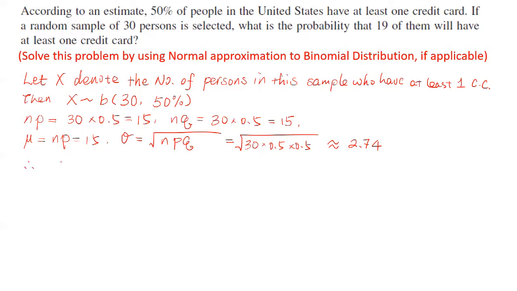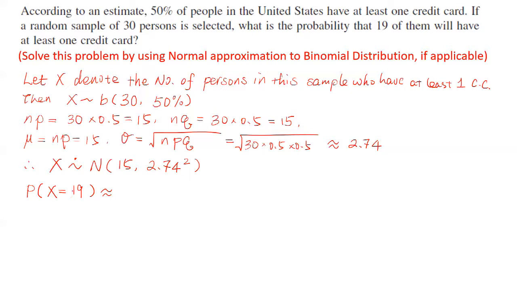right? So here X approximately yields to a normal distribution. First parameter is 15. Second parameter is 2.74 squared. Then the probability we're looking for is X being 19, right? Okay, because it asks us to use normal approximation, the first thing is to use interval correction.